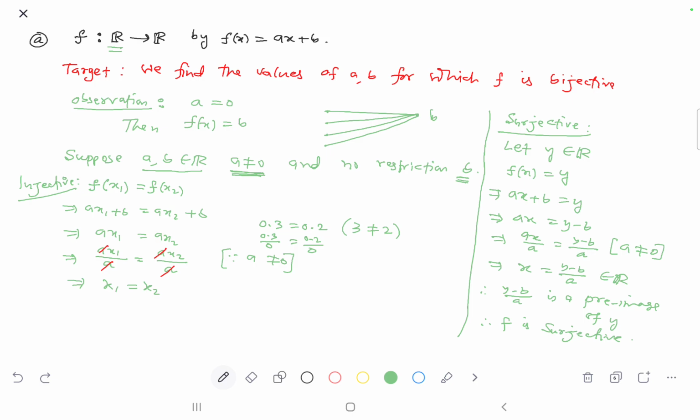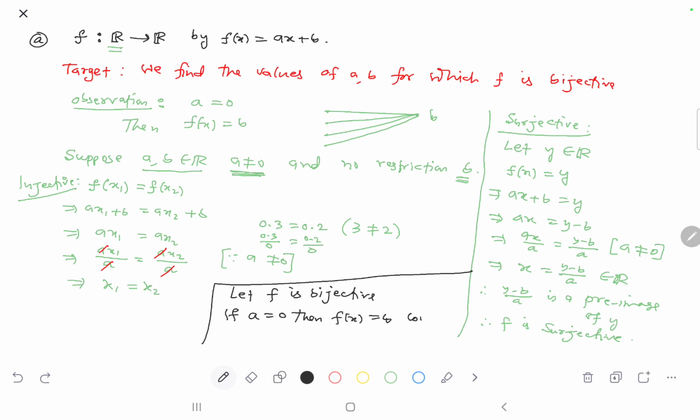Now the necessary condition means what? Suppose you consider it is bijective, then you have to check a is not equal to 0, right? See, it is very trivial. So let f be bijective, right? Then we prove a is not equal to 0. So if a equals 0, then what happened? The formula becomes a constant map, a constant function, which is not injective. Fine? So this implies, yes, a must be not equal to 0.